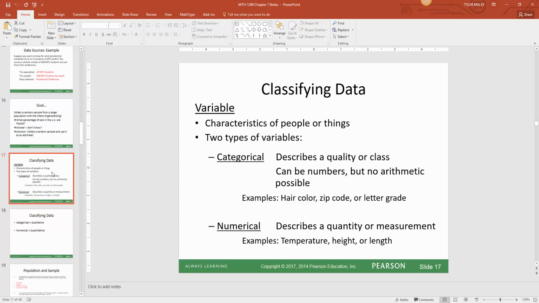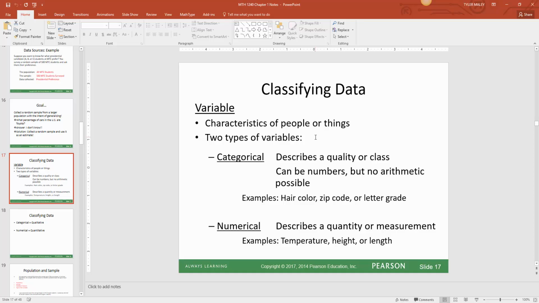Alright, so classifying data. A variable is a characteristic of people or things, and we have two different types of variables in statistics. It's important to note that a variable here is different than a variable in algebra. It's not an unknown we're trying to solve for. Here, a variable is the thing that we're studying.